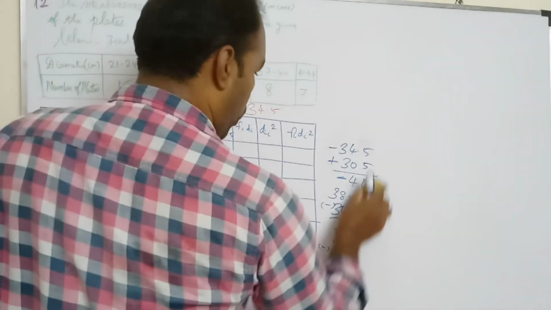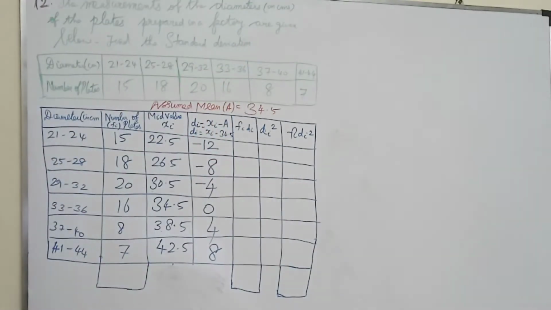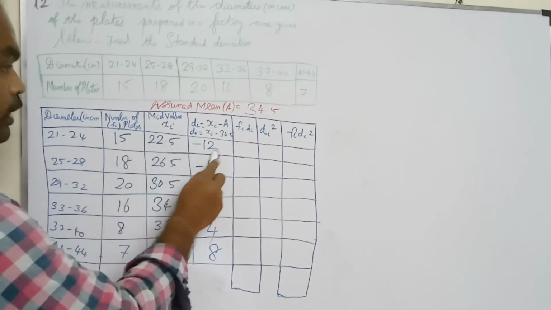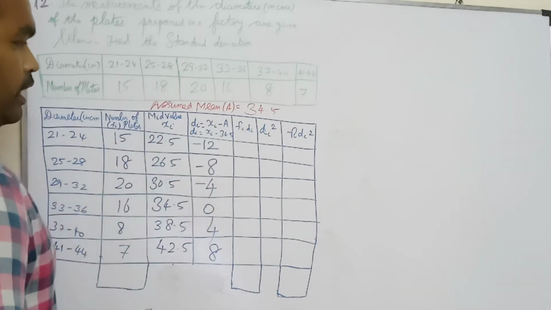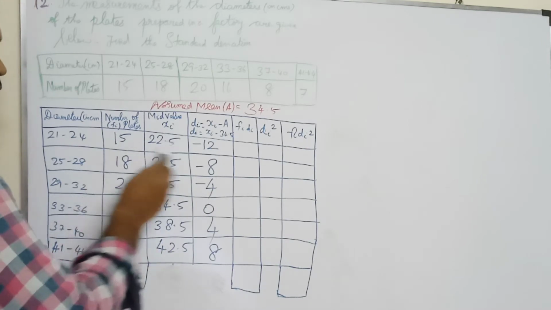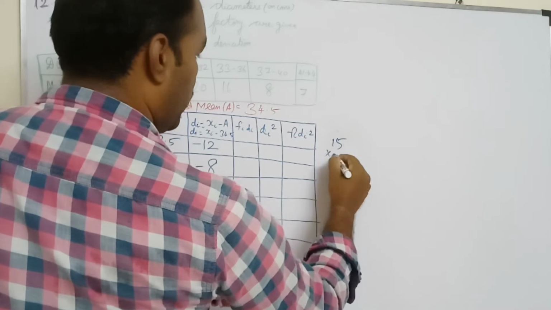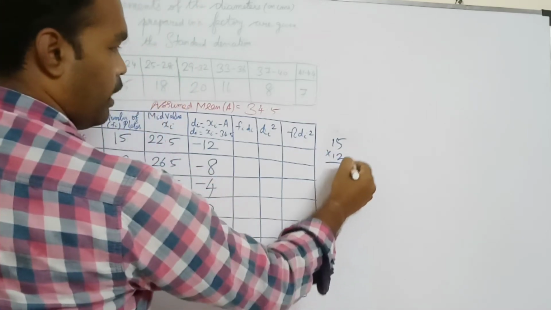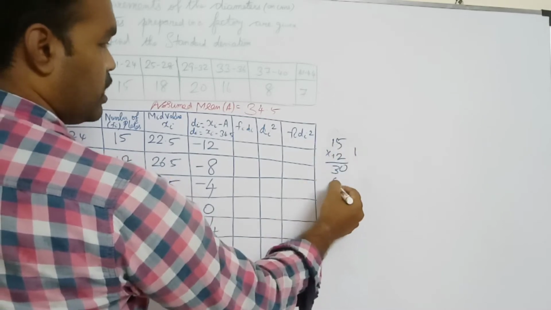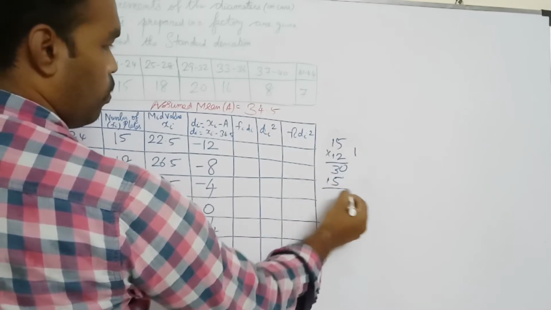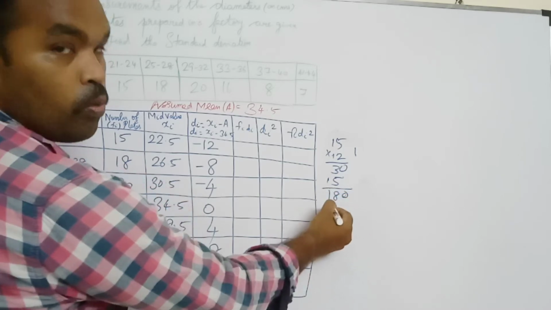Then next, what we need to do? We need to find the value of Fi into di. This value we need to mention. Fi into di. So 15 into 12. How much? 15 into 12. 5 2s are 10. Balance 1. 2 1s are 2. 2 plus 1, 3. 1 5 is 5. 1 1s are 1. 0. 5 plus 3, 8. 1.